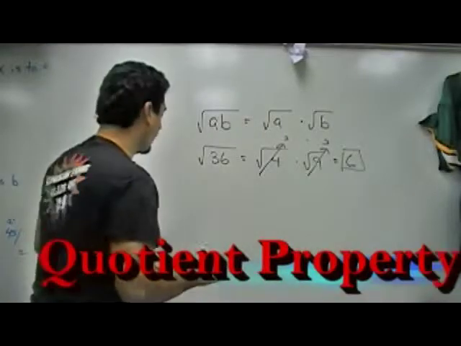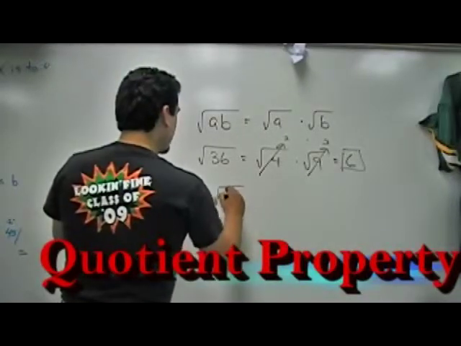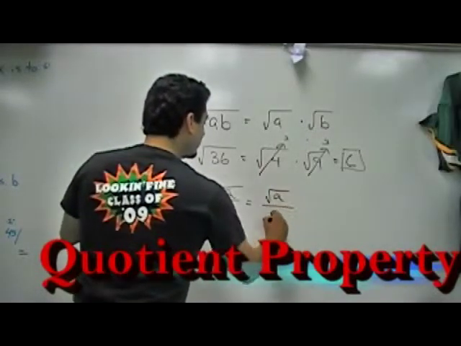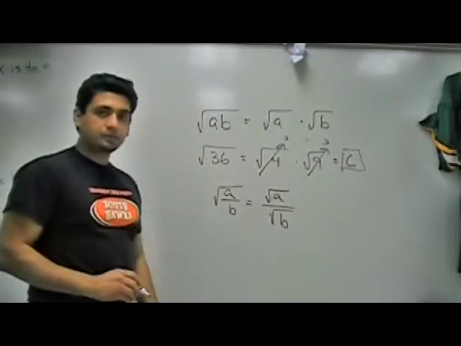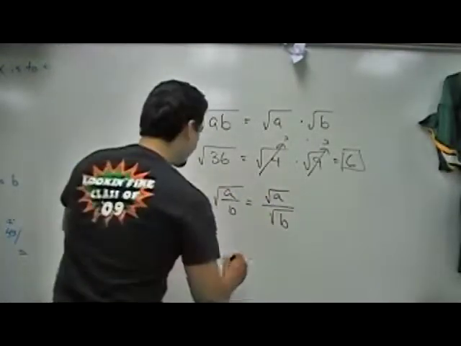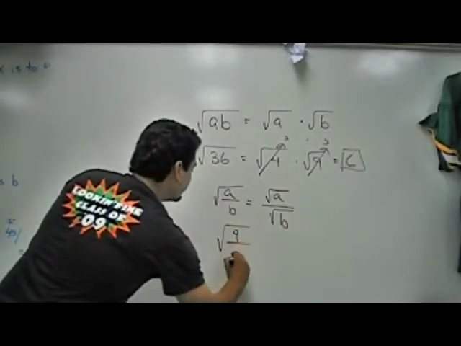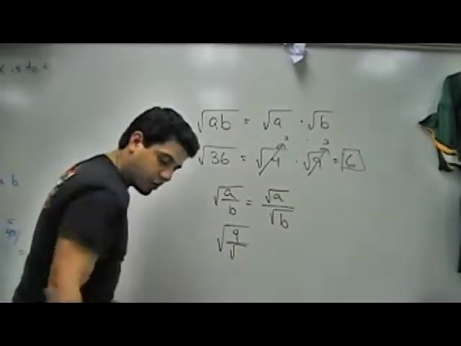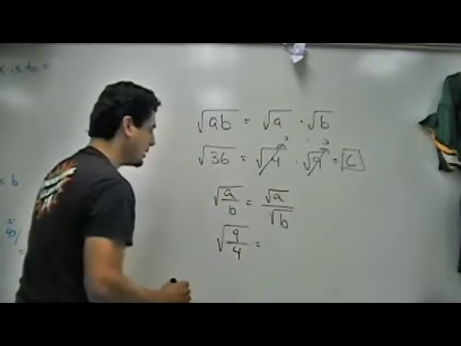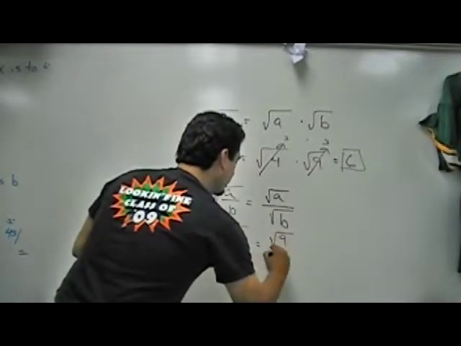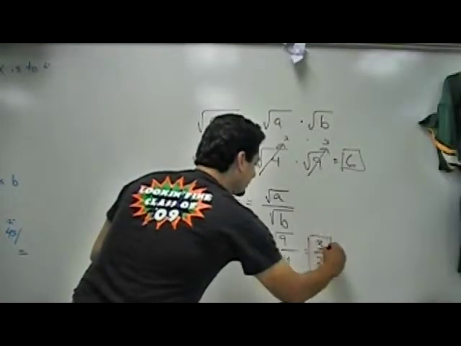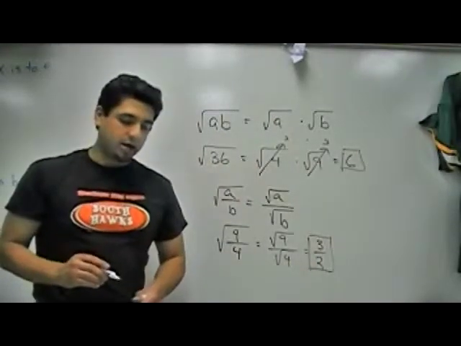Now let's look at the quotient property. The quotient property says that if I take the square root of A divided by B, I can take the square root of A divided by the square root of B separately. Well, let's see if that actually is true. We'll take the numbers 9 divided by 4. So we have the square root of 9 over 4, like this. And you can take it separately, which is the square root of 9 divided by the square root of 4, which means it's going to be 3/2. That's what the quotient rule is talking about.